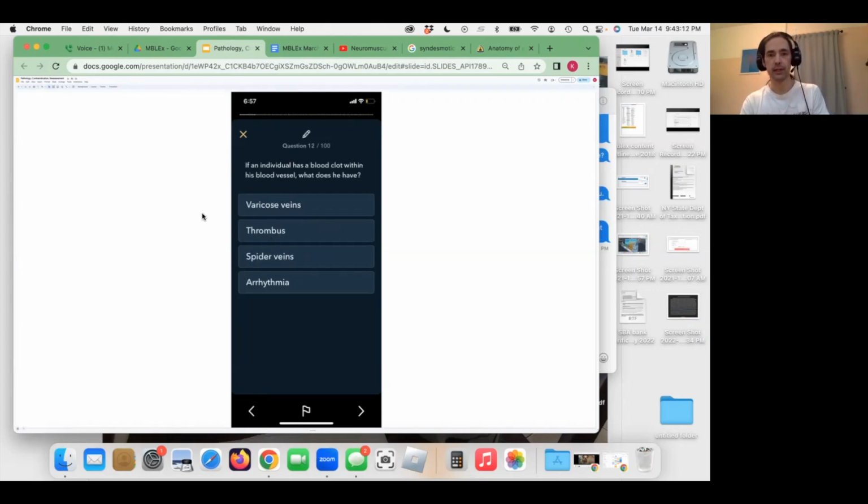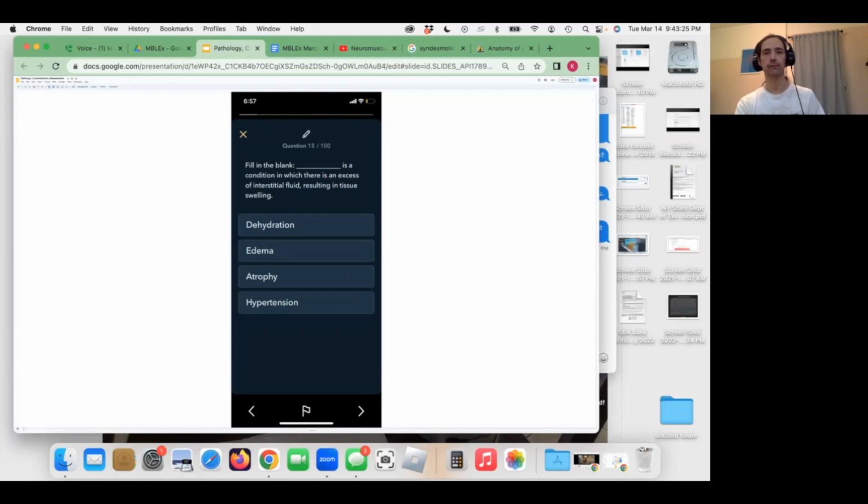If an individual has a blood clot within his blood vessel, what does he have? Varicose veins, thrombus, spider veins, or arrhythmia? Thrombus. Fill in the blank. Blank is a condition in which there is an excess of interstitial fluid resulting in tissue swelling. Is that dehydration, edema, atrophy, or hypertension? Atrophy.